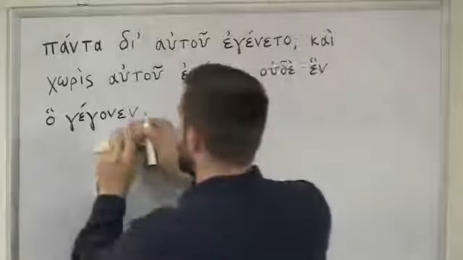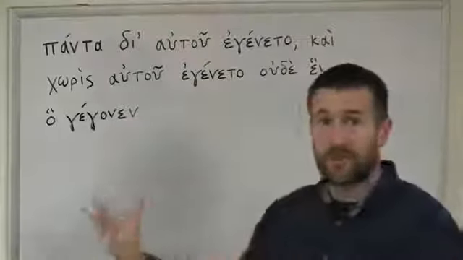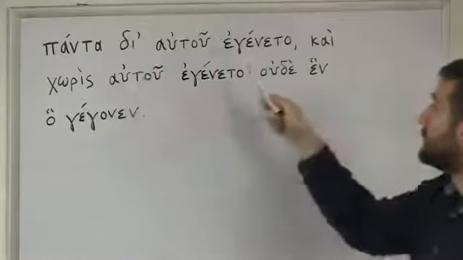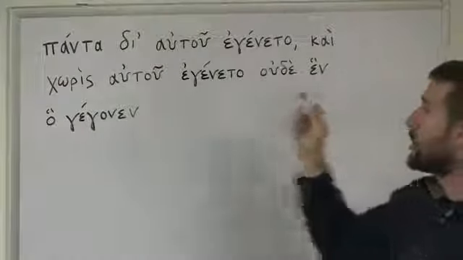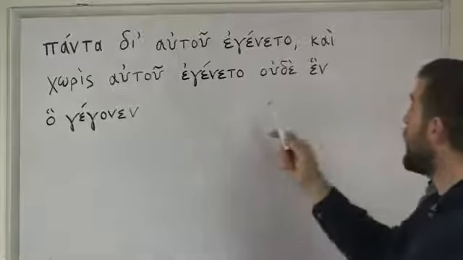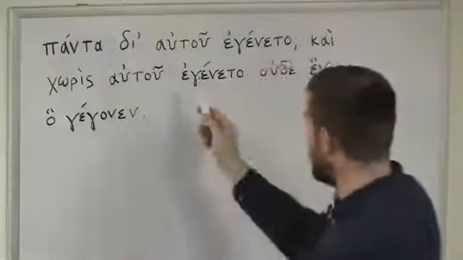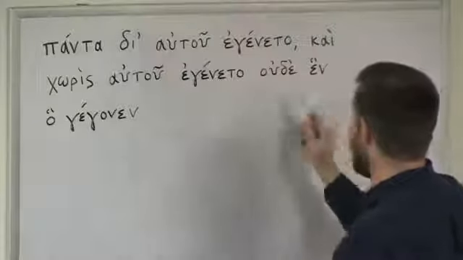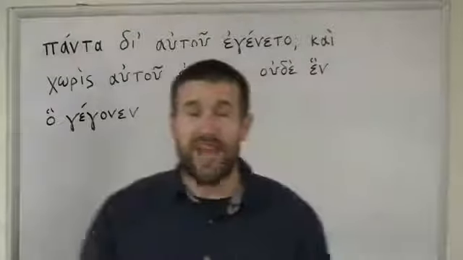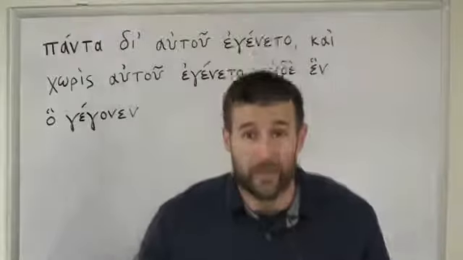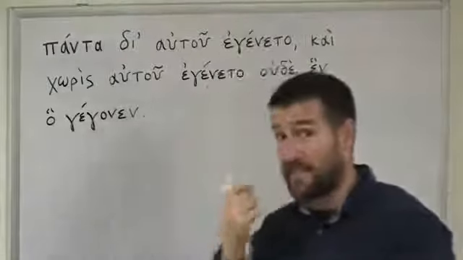So that should answer all your questions about John chapter 1 verse 3. I'll read it for you one more time. Πάντα δι' αυτού εγένετο, και χωρίς αυτού εγένετο ουδέ εν ο γέγονεν. Without him was made not even one that was made, or without him was not anything made that was made, is how it comes across in English.